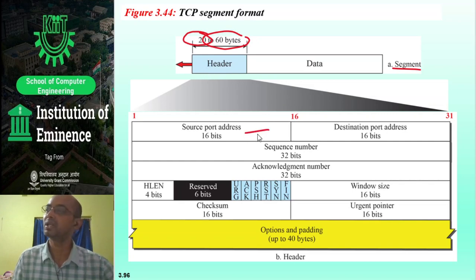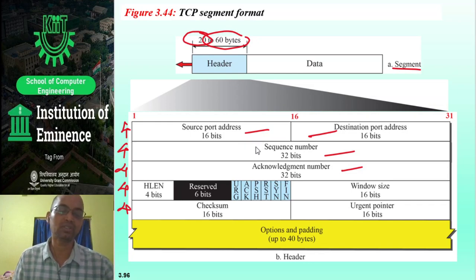Source port number is 2 bytes, sequence number 4 bytes, and acknowledgement 4 bytes. So this is 4, this is 4, this is 4, this is 4, this is 4; 4 into 5. This is the minimum 20 byte field. It includes the source port number, whose value we will discuss later, the destination port number the same, and then the 32 bit sequence number, as I have already told. TCP uses a large sequence number of 32 bits. Acknowledgement and sequence number are related, so both are 32 bit.